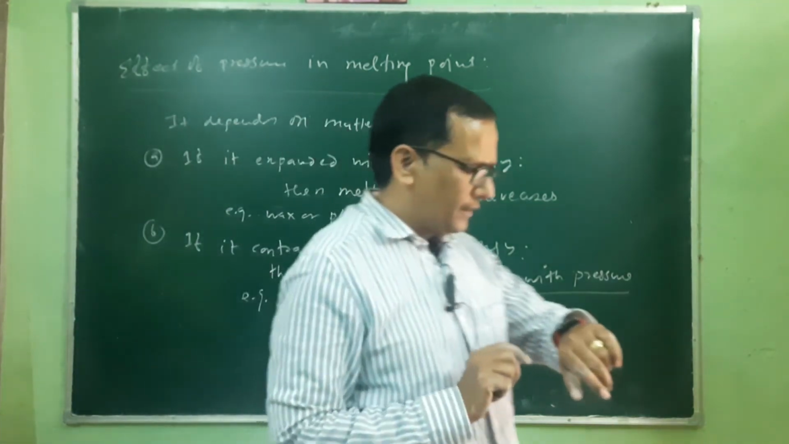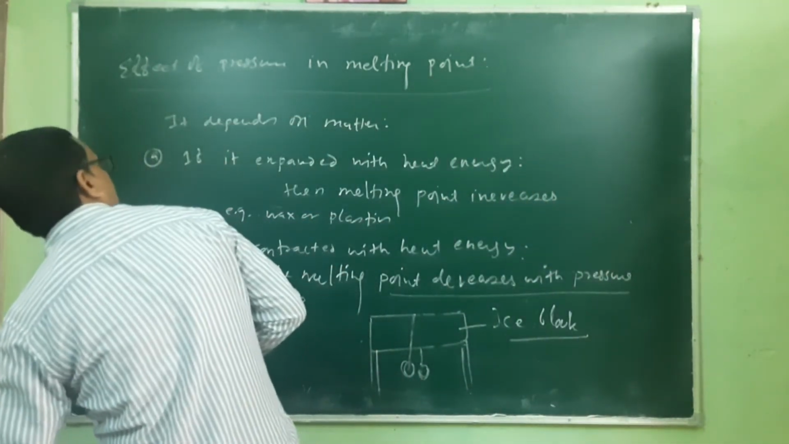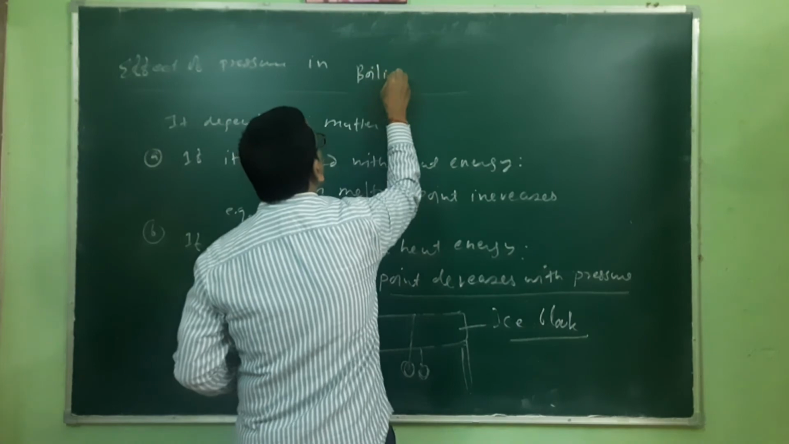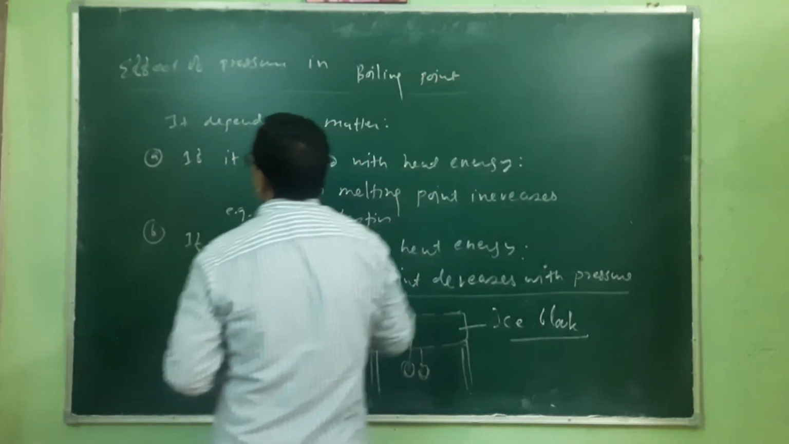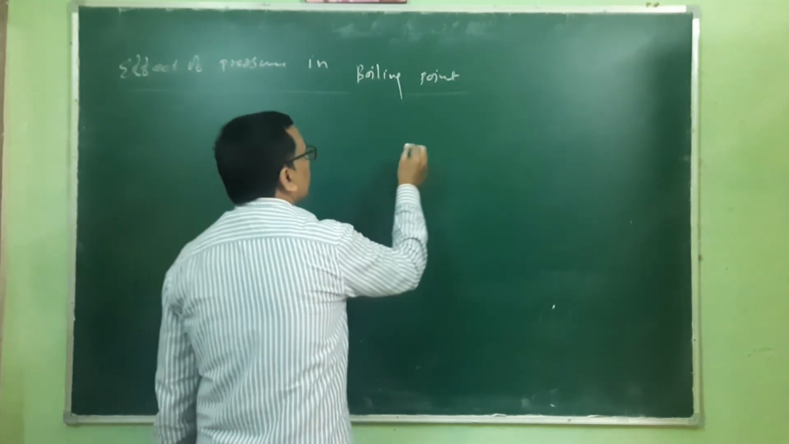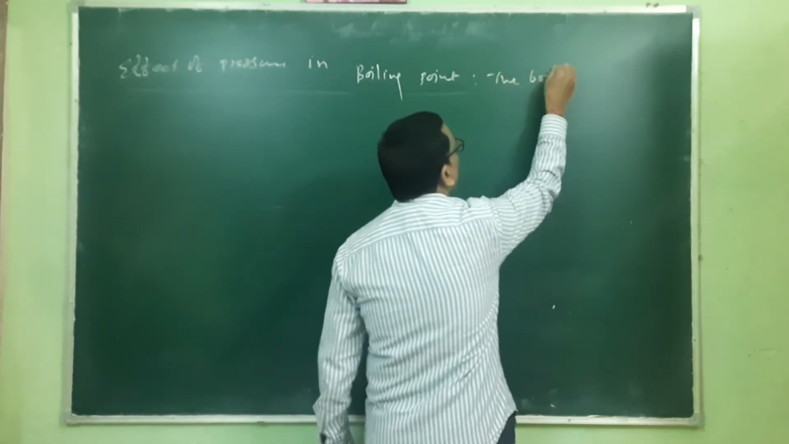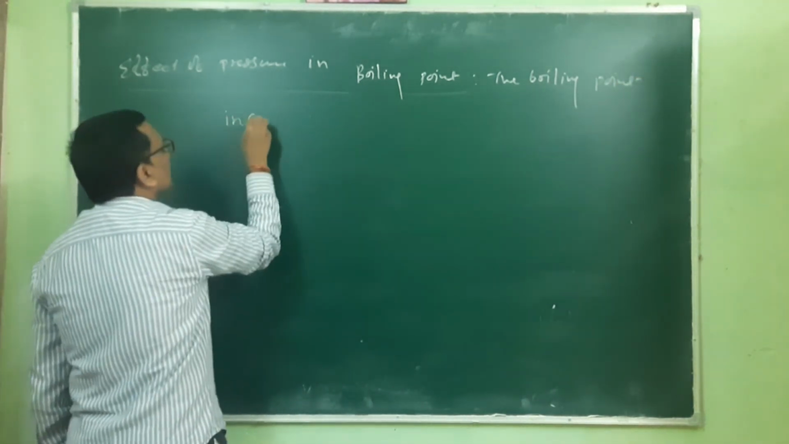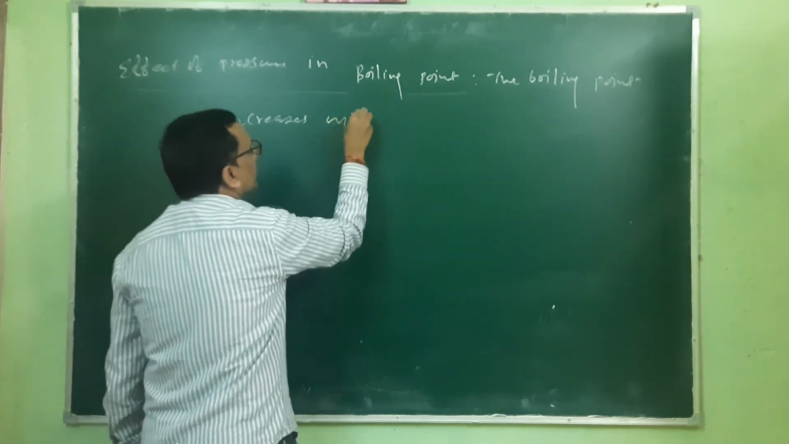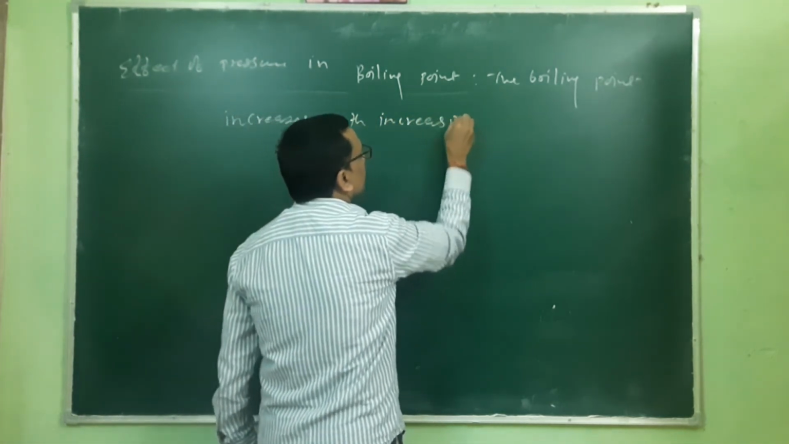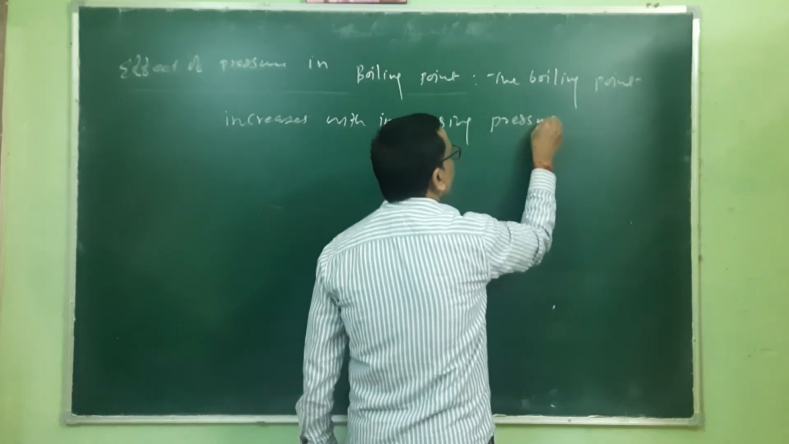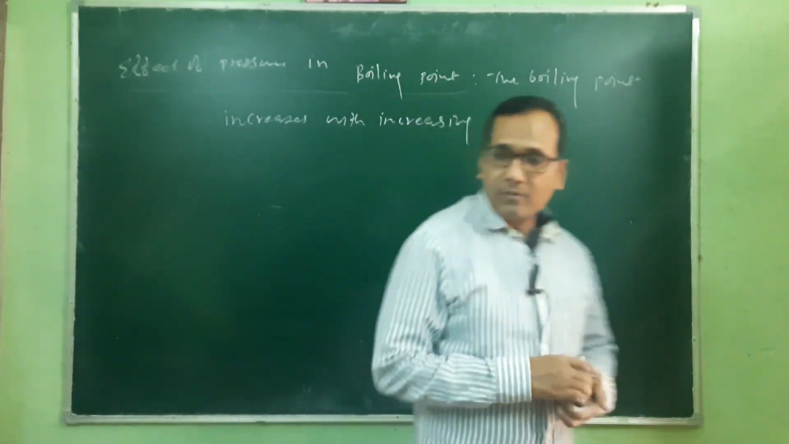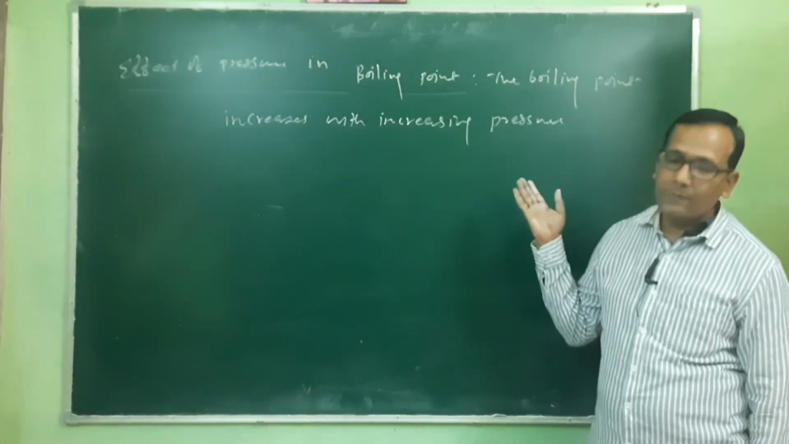And also we can have the effect of pressure on the boiling point. So the boiling point increases with increasing pressure. The boiling point increases with increasing pressure. Okay, so this is the pressure cooker. This principle is used in the pressure cooker.